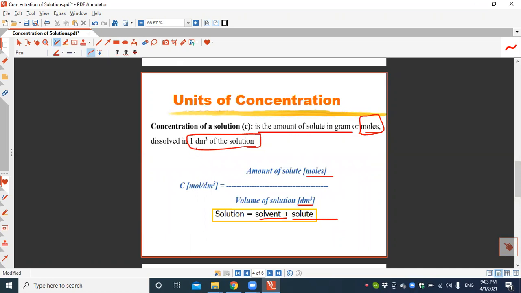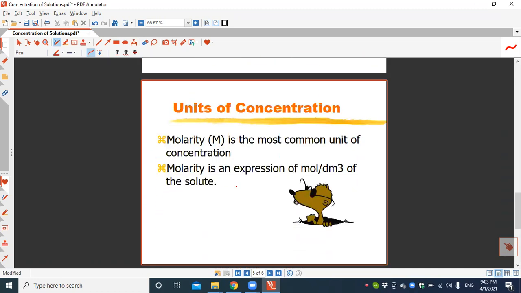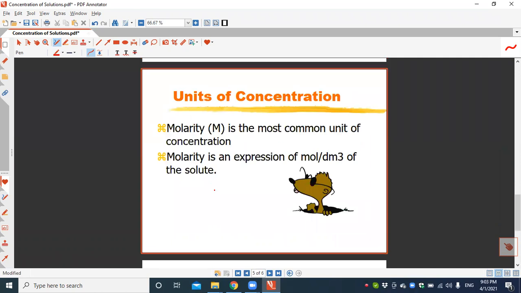Sometimes we can use liter. So 1 decimeter cube or 1 liter is the same. Converting units, decimeter cube is the same as liter, and both of them equal 1000 mL, if we need to convert the unit.